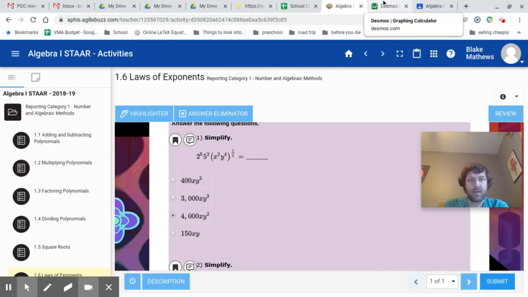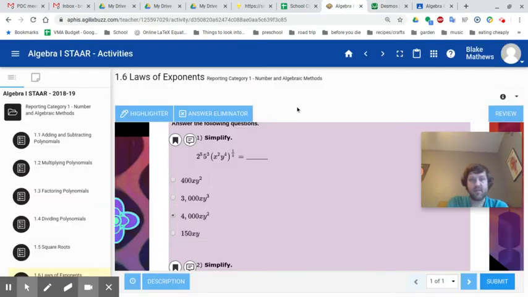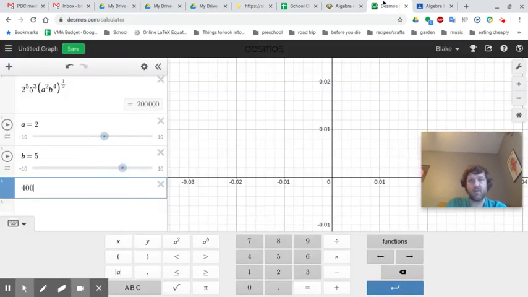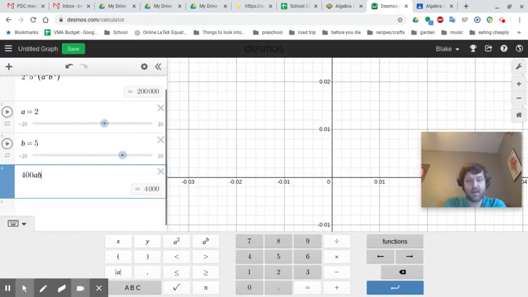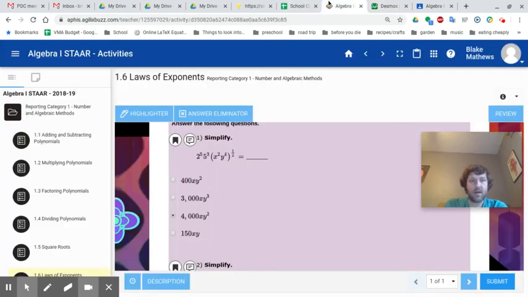And then I'm going to go through and type the answer choices. So we have 400, and then it's a b squared. Notice I'm replacing again with a and b. Okay, so I get 20,000, which is almost there. It's a 0 off, so that's not the answer. So we'll jump down to our next one.